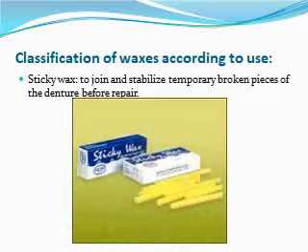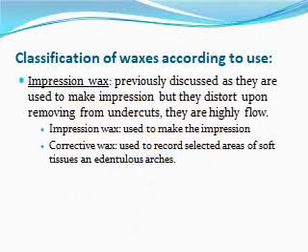The classification of the wax according to the use الستيكي wax اللي هو نستخدمه حتى نربط and stabilize temporary broken pieces of the denture before repair، يعني نستخدمه لتصليح الأجزاء المكسورة من الدنتشر. الامبريشن واكس أعتقد إحنا تطرقنا له بالمحاضرة السابقة اللي هي نستخدمه to make the impression والcorrective wax اللي هو نستخدمه حتى نصلح في المناطق معينة موجودة بالسوفت تشو خصوصا بالدنتشرز arch.